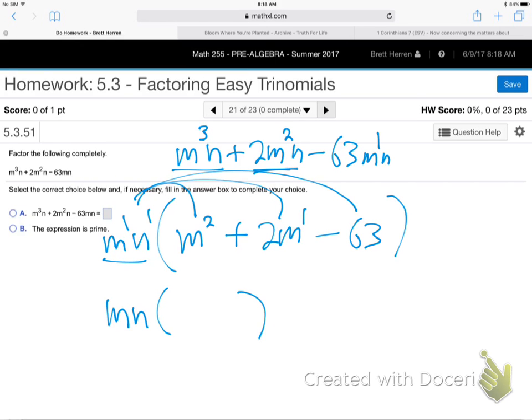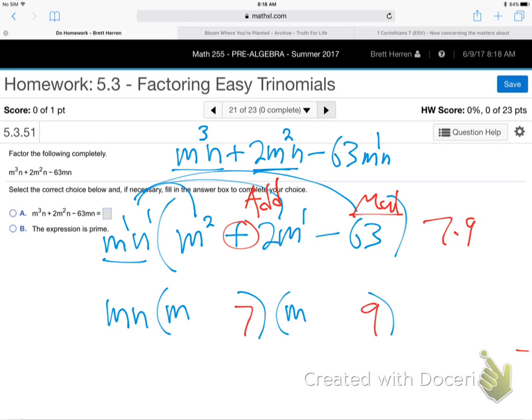M's in the front, double parentheses. Good. All right, now what multiplies to be 63 and adds to be 2? What times what is 63? 7 times 9. The sign in the middle is always taken by the bigger, and the other one's whatever works. So plus 9, and what 7 makes plus 2? Negative 7.